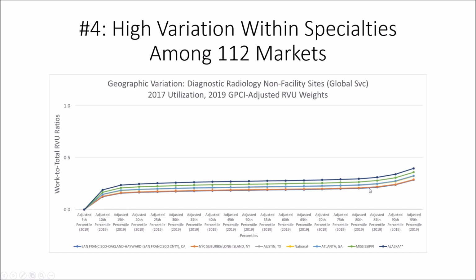New York City suburbs in orangish red has one of the lower work to total RVU ratios because the practice expense and malpractice expense indices are getting relatively higher weight in that market. In this example, both markets, Alaska and New York City suburbs, receive higher reimbursement than the national base rates, but the work to total RVU ratios manifest themselves differently relative to all three cost index components.